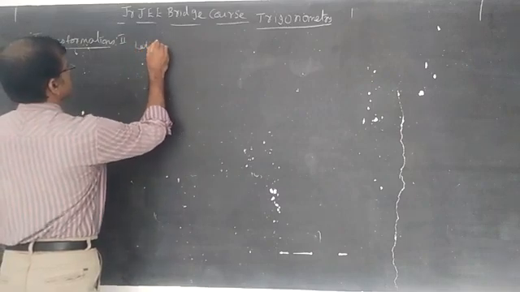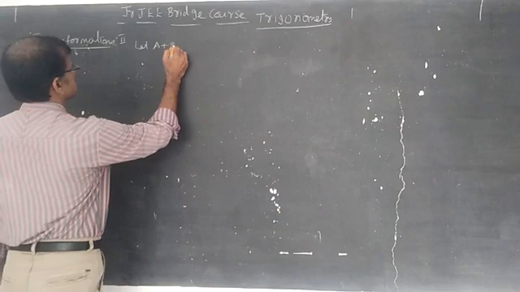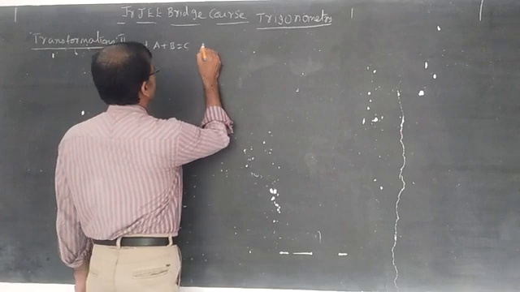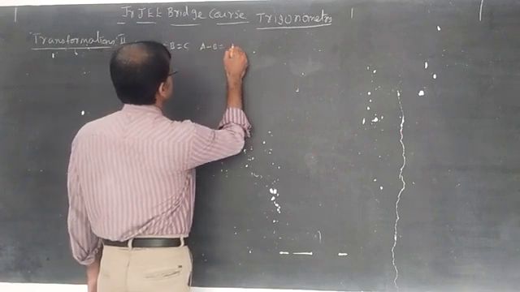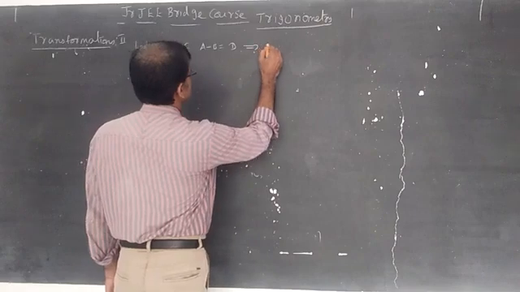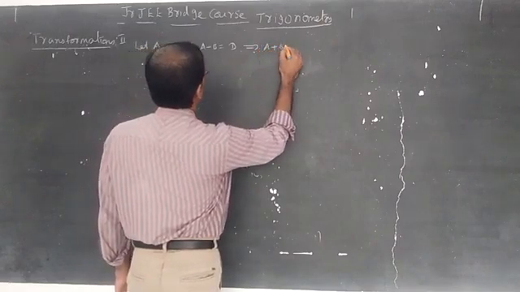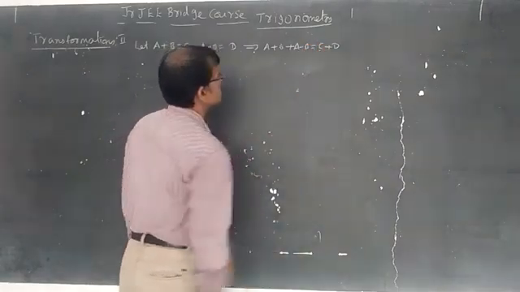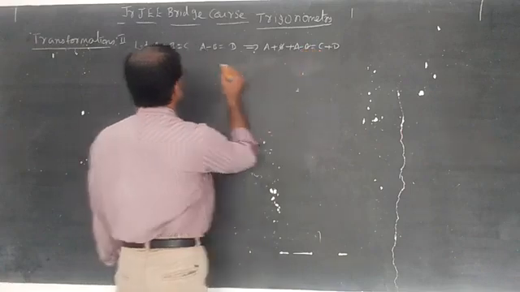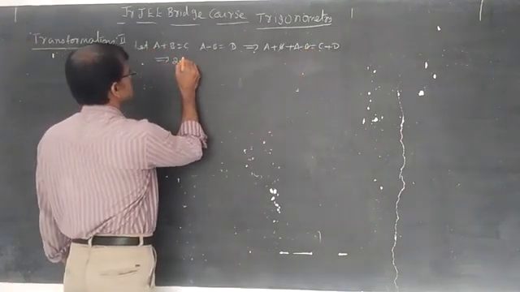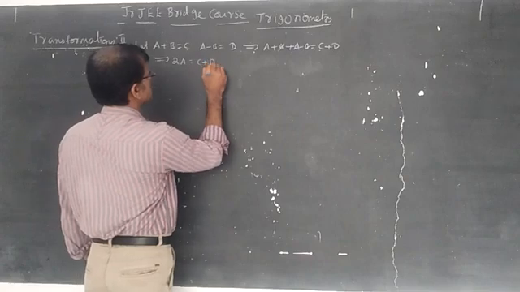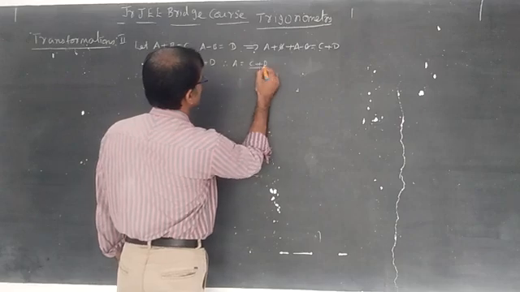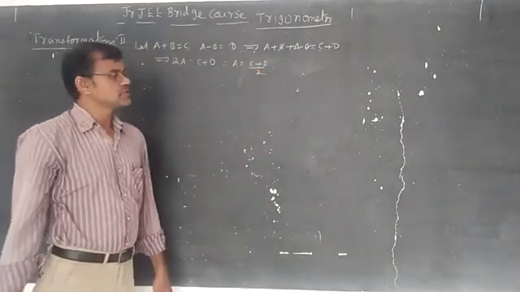Let A plus B is equal to C, and A minus B is equal to D. That implies A plus B plus A minus B becomes C plus D. B and B will get cancelled. That implies 2A is equal to C plus D. Therefore, A is equal to C plus D by 2.